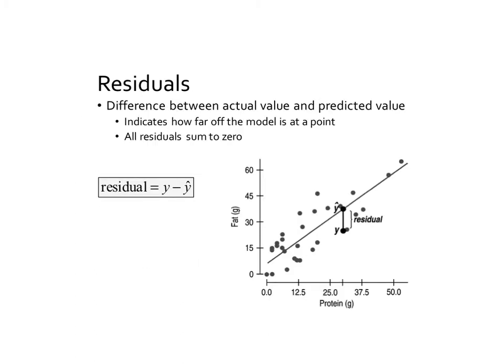So a residual is the difference between the actual y value and the predicted y value. Notice we have this formula, r equals y minus the y hat value. And it simply indicates how far off the model is at a specific point. Notice that we have this point y, and its residual is on the regression line. This vertical distance is what is known as the residual. And all of the residuals will sum to 0.